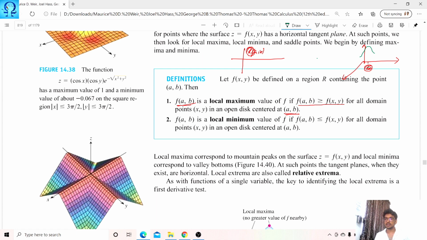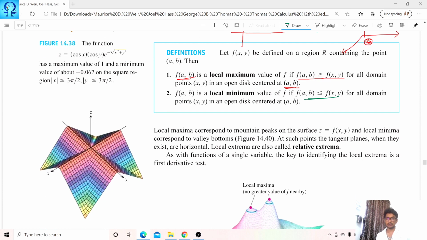Suppose your function attains a peak at this point, then you call this the local maximum. Somewhere else it may go to another peak, but in this neighborhood, if you see only around this disk, the point (a, b) gives you the maximum value of the function, and that is why it is called the local maximum. The similar ideology is extended for the minimum as well.